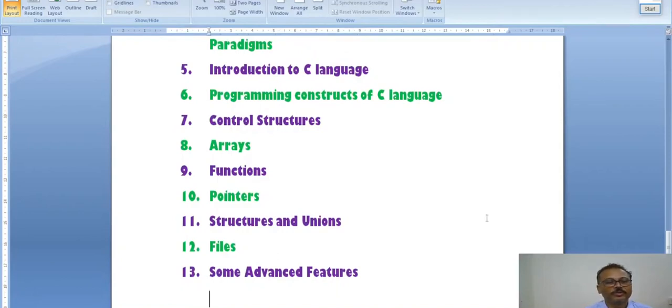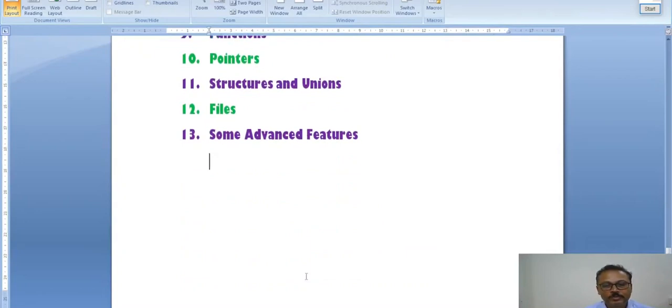These are not actually advanced features. Some are advanced features, but arrays, functions, pointers, etc., all depend on one another. You can pass arrays to functions. You can pass pointers to functions. You can represent structures using arrays, structures using pointers. So a combination of all these modules will be there. Wherever we have to combine two or more concepts, we'll study them as part of these advanced features.